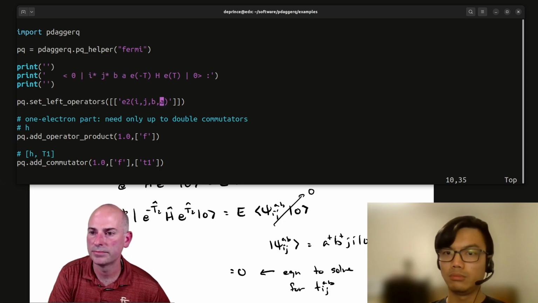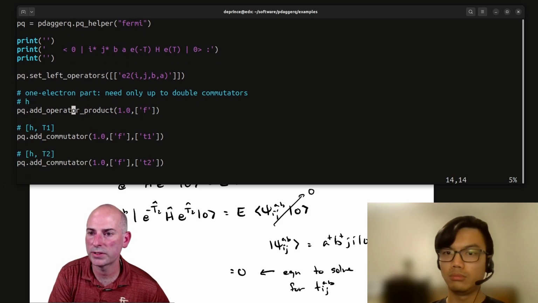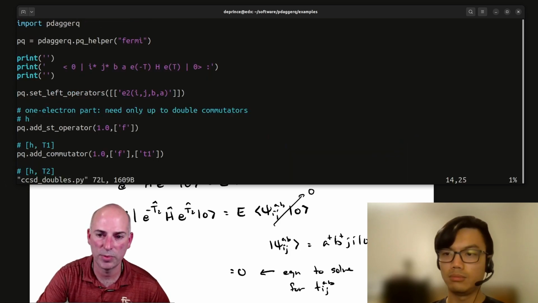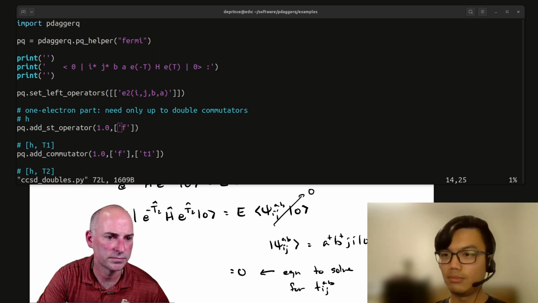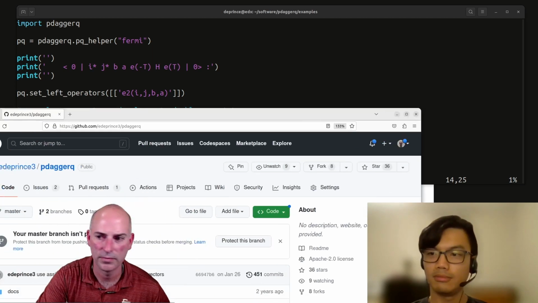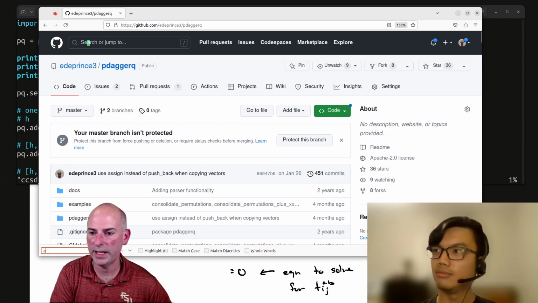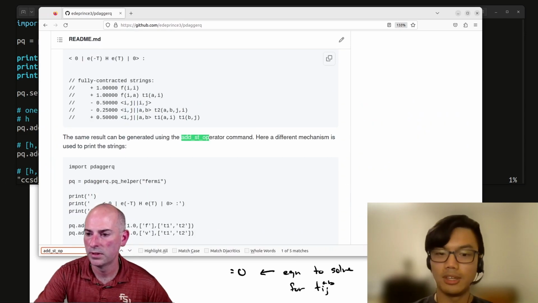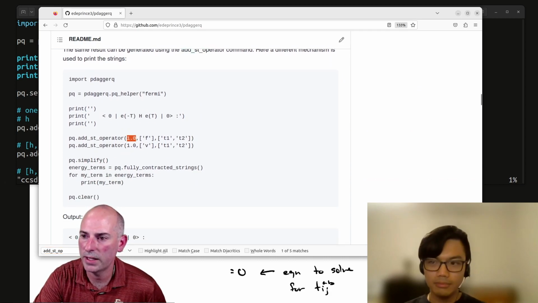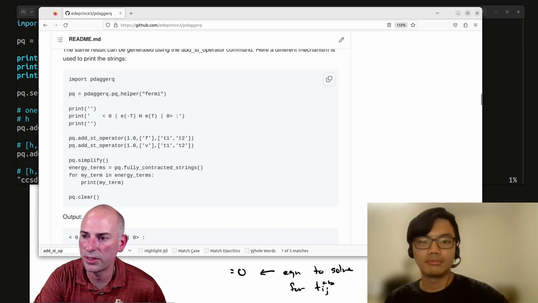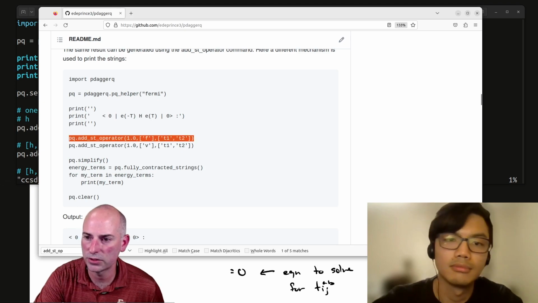And then we're going to do this a little bit differently. I'm going to say add st operator. Well, this is a perfect opportunity to look at the manual. How do we use add st operator? Okay, so add st operator, I need to say a constant I multiply it by, and then the operator I'm similarity transforming, and then the things that go in the exponent. That's easy enough. I'll just copy that.